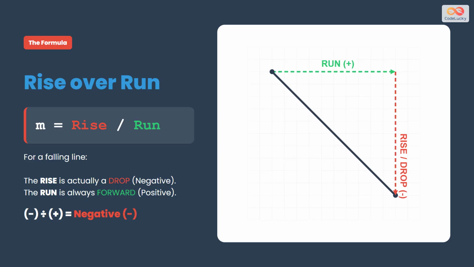We calculate slope using the formula rise over run. For a negative slope, the rise is actually a drop, so we use a negative number. The run is always positive. A negative divided by a positive equals a negative.